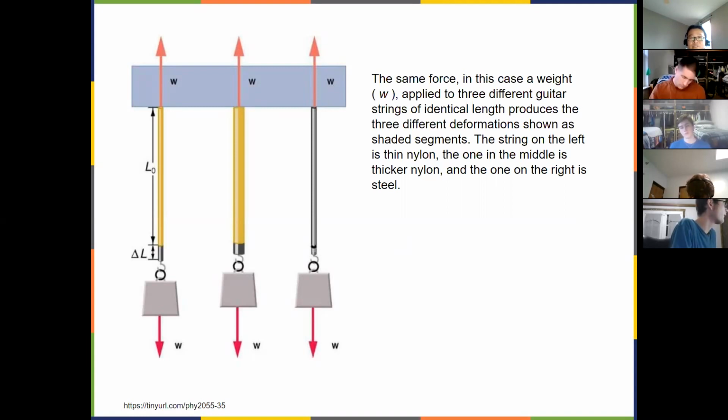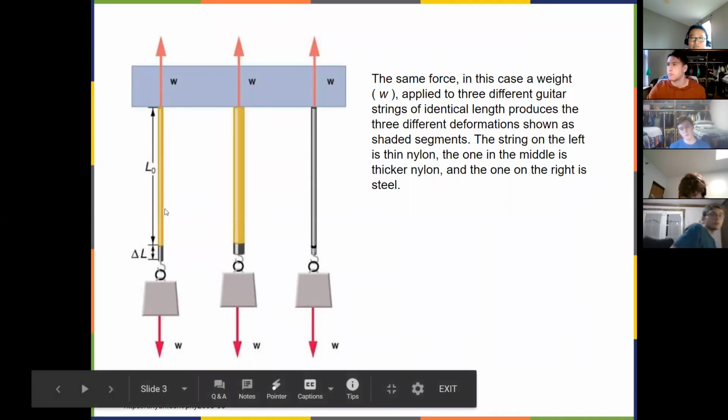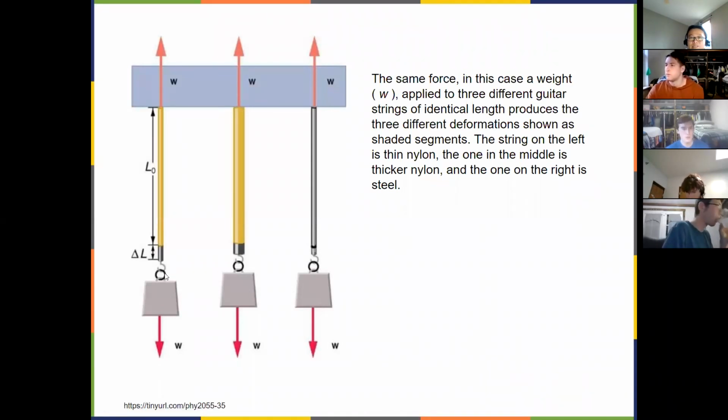If you have different materials, then under the same force, the change in shape will be different. For example, a thinner material, say this is nylon, will probably stretch more than this one here, which is thicker. So it also depends on cross-sectional area: a thin material stretches more than a thick material. If you look at this one and this one, they might have the same thickness, but because the materials are different, the stretch amount will be different.